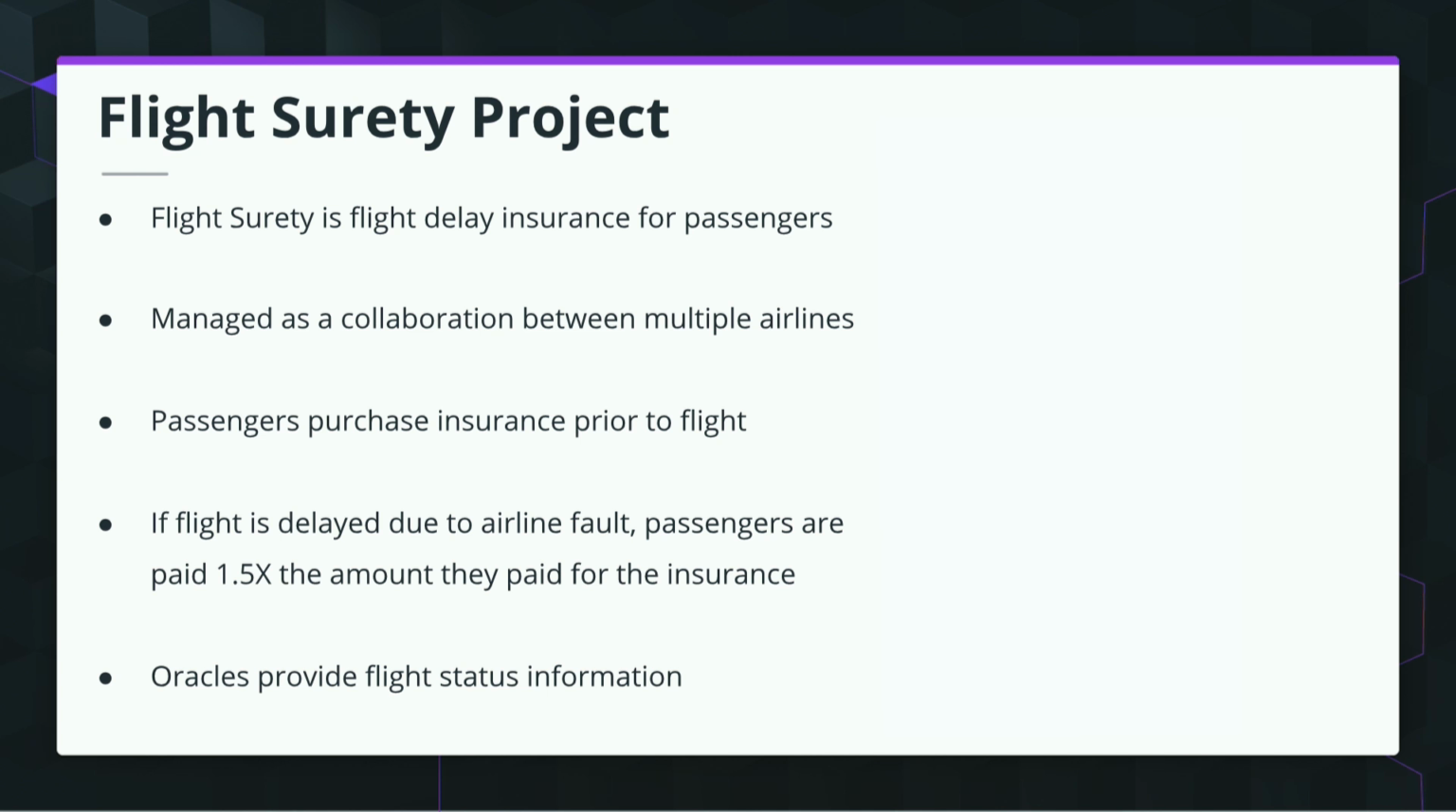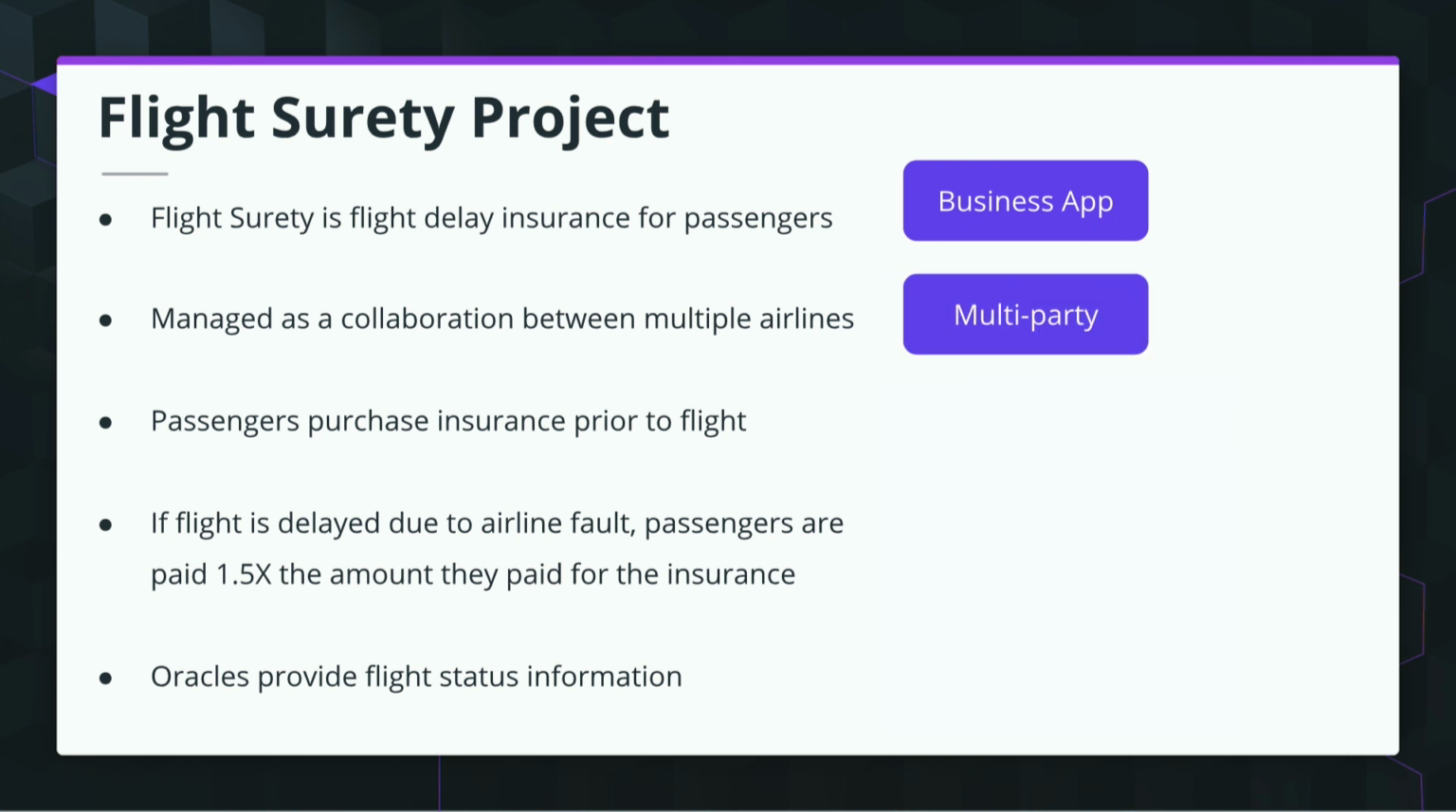So let's look at the architecture. The basic architecture consists of 5 components, and you've learned about these components in the lessons in this course. The overall delay insurance concept is essentially a business application concept. The collaboration between multiple airlines, that's where the multi-party skills that you picked up are going to come in use.